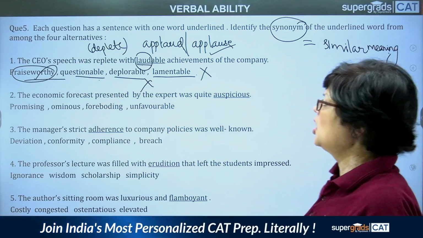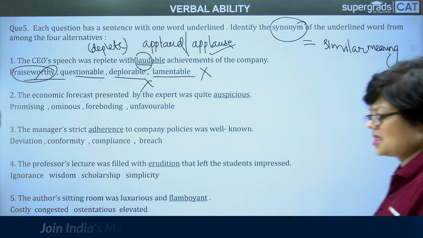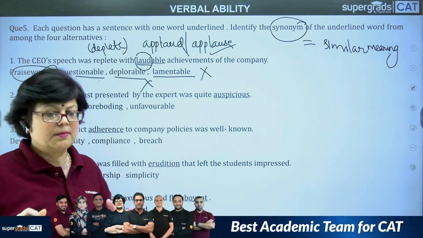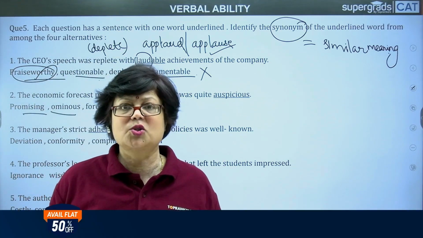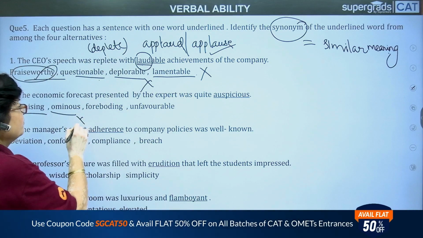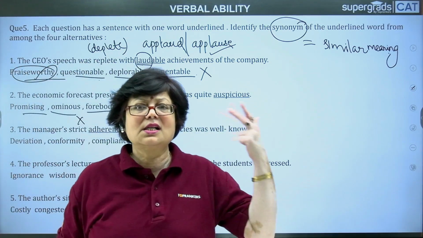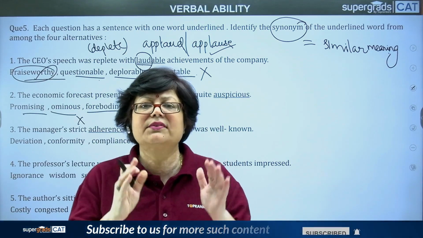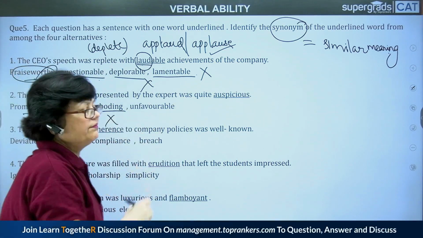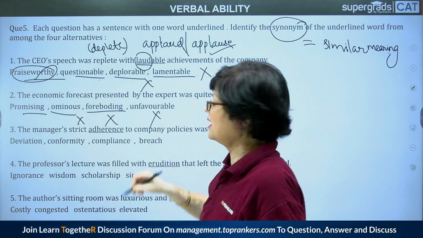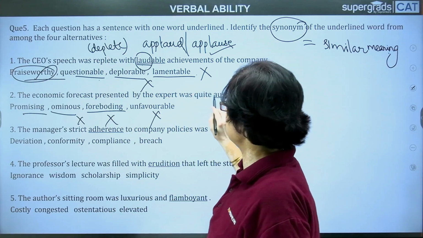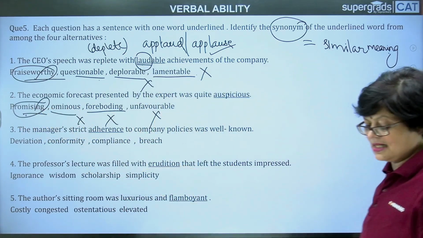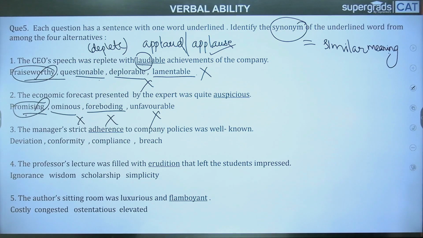Now let us see the options. The first is promising. Ominous means talking about evil things, bad things. So this is negative. Foreboding means having thoughts beforehand, but the thoughts are always negative. Thoughts of fear, thoughts of distrust. Wrong. Unfavorable already shows a negative connotation. So the word which best fits in with auspicious is promising. The economic forecast presented by the expert was quite promising.